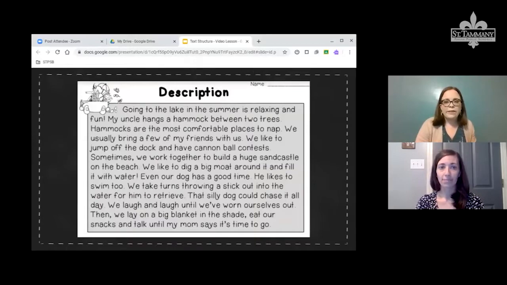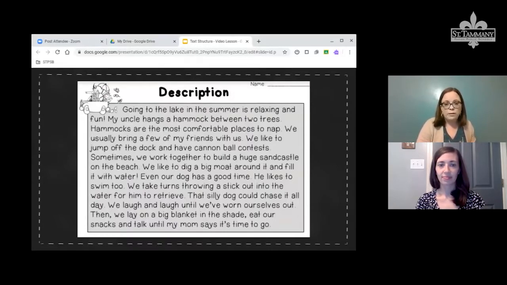So here's an example the author uses for description. Going to the lake in the summer is relaxing and fun. My uncle hangs a hammock between 2 trees. Hammocks are the most comfortable places to nap. We usually bring a few of my friends with us. We like to jump off the dock and have cannonball contests. As you can see, the author is using different phrases to describe what it's like going to the lake in the summer. For instance, he says hammocks are the most comfortable places to nap.